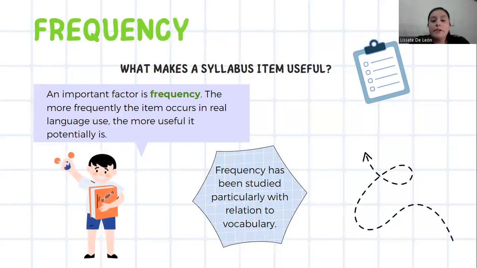Let's talk about frequency. We have another key question: what makes a syllabus item useful? An important factor is frequency. The more frequently the item occurs in real language use, the more useful its potential is. Frequency has been studied particularly in relation to vocabulary.